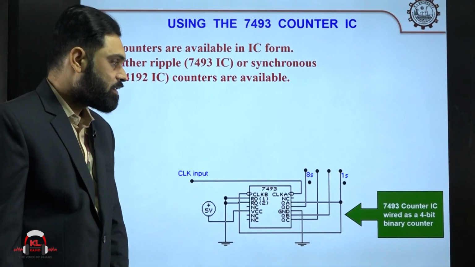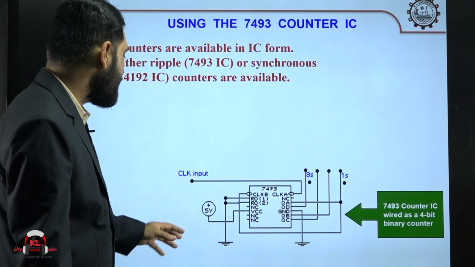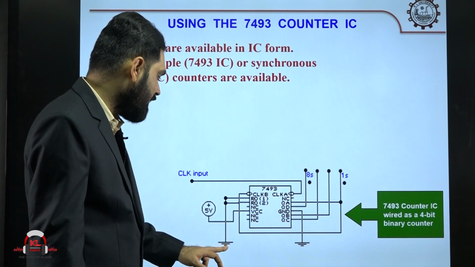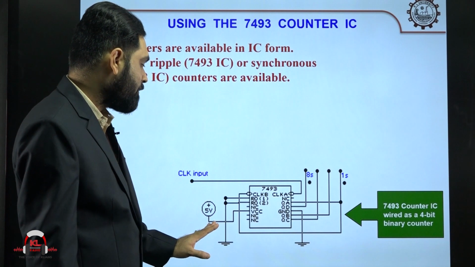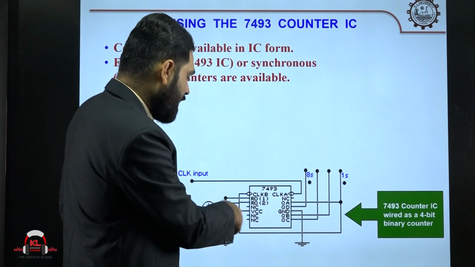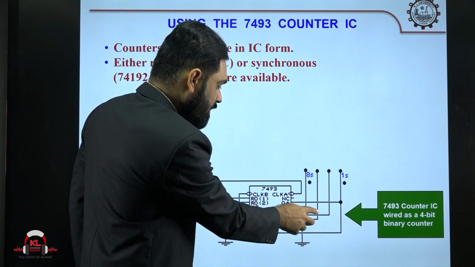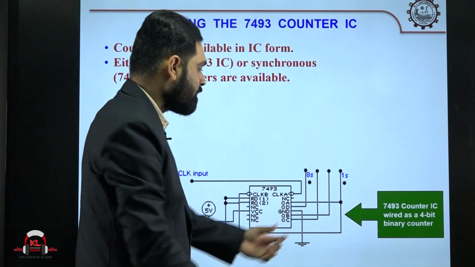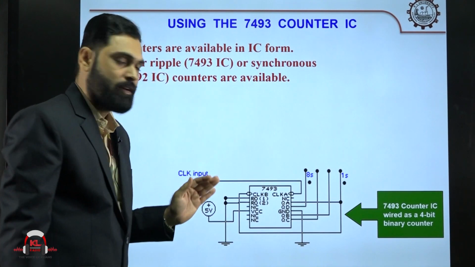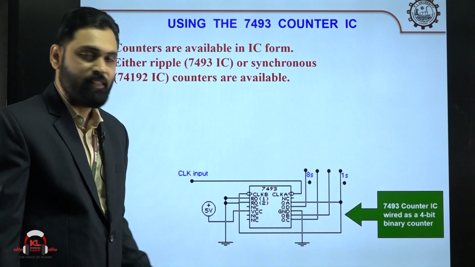If you want to construct a counter using the IC 7493, you have to make this arrangement. The clock is given to the clock input, and supply VCC and ground to the corresponding places. If you make that arrangement, then QA is this, QB is this, then QC and QD. So 1s, 2s, 4s and 8s. Here the division will be done. When you are doing the practical, you can realize these things using the 7493 IC.